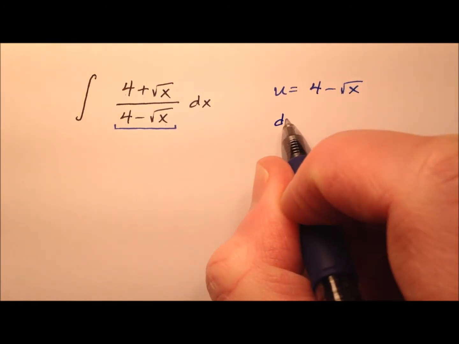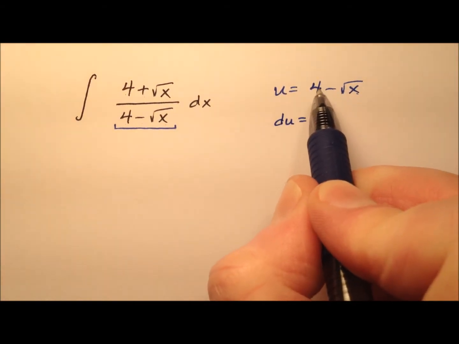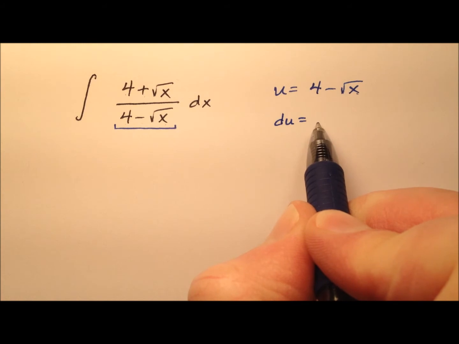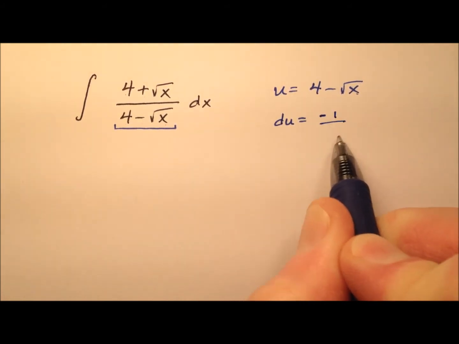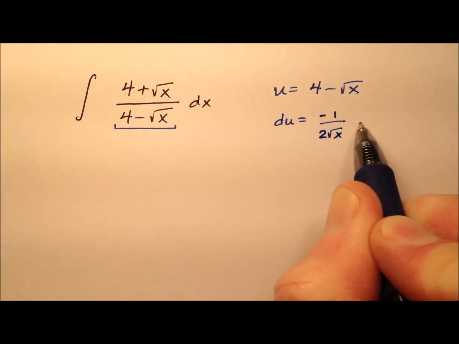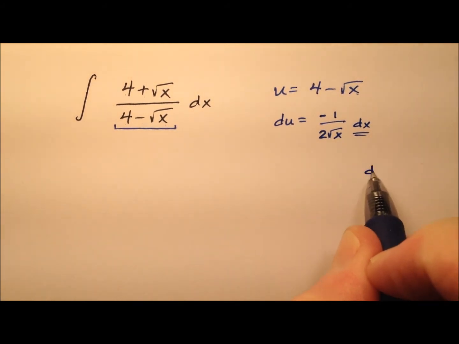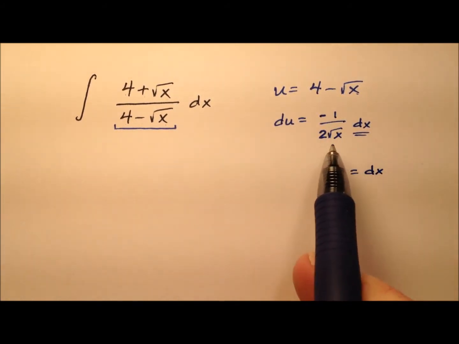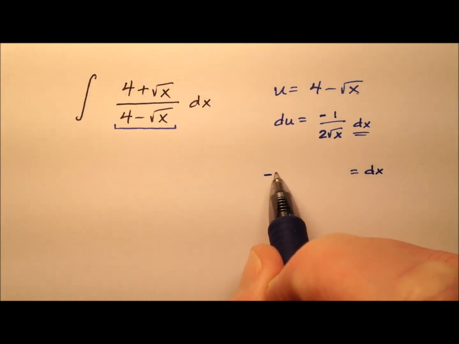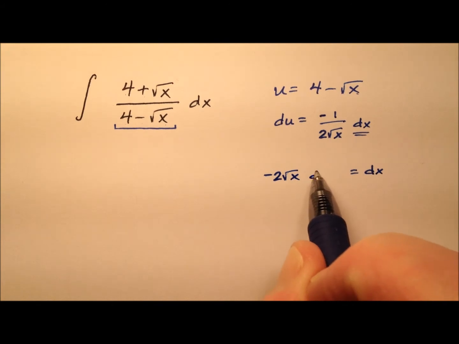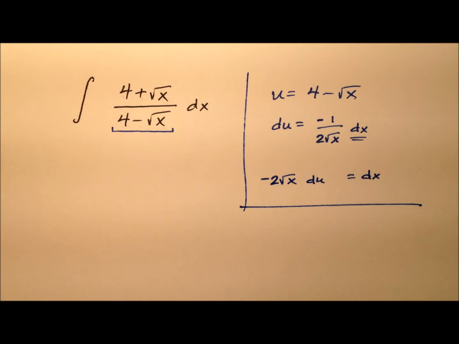Let's go ahead first and differentiate both sides. So du equals, and then the derivative of this 4 is just a constant, so it goes to 0. So then we have minus 1 over 2 times the square root of x dx. Okay, so if we're going to solve for dx now, we'll multiply both sides by negative 2 square roots of x. So negative 2 square roots of x du. Okay, and that will be what dx equals.